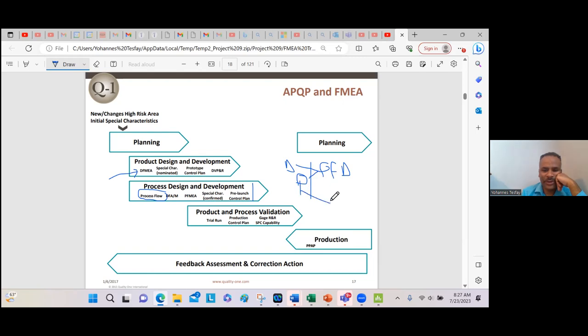Then the process flow diagram converts the DFMEA to the PFMEA. From the PFMEA, you're going to have a control plan. That's how we're going to do it. Then the next step is product and process validation, trial run, and production plan, gauge R&R study, SPC, process capability, or whatever. Then production comes, and PPAP documentation. Those are the 18 documents that we discussed last time, and feedback. From here, you have the customer. From the customer, you give the feedback and go back to the first phase.